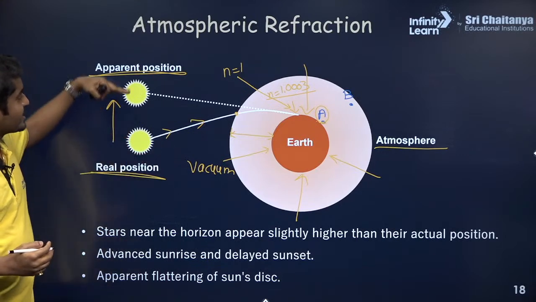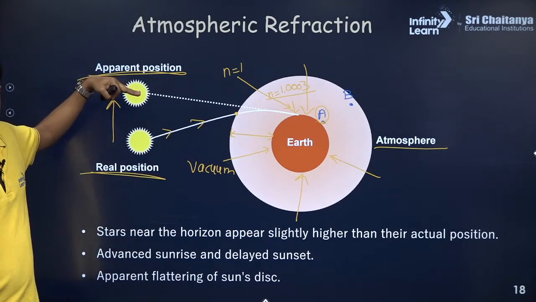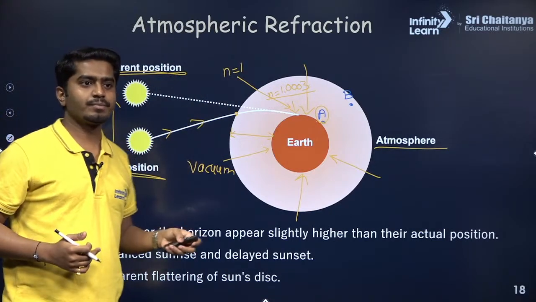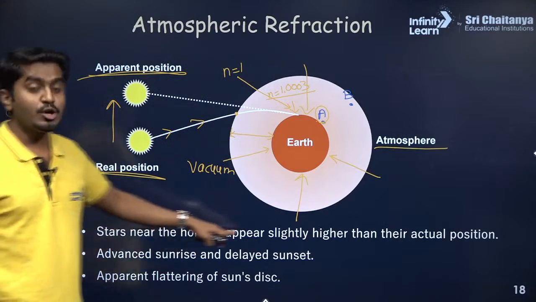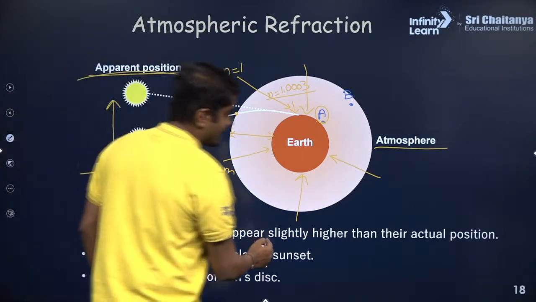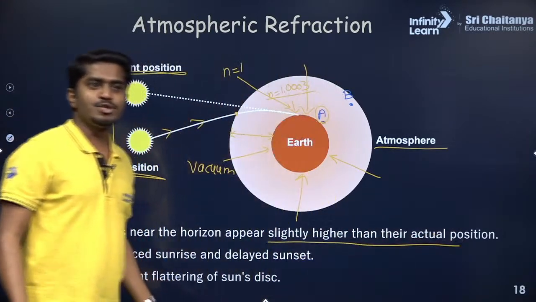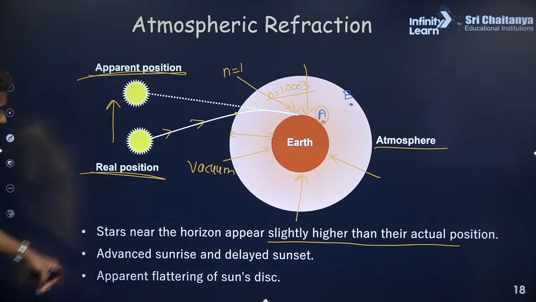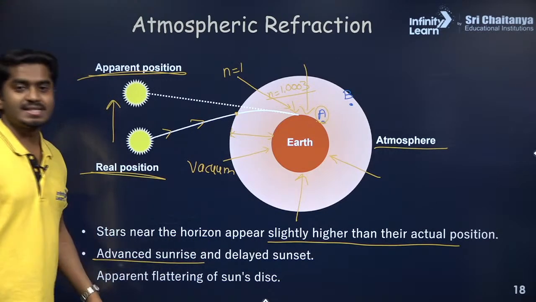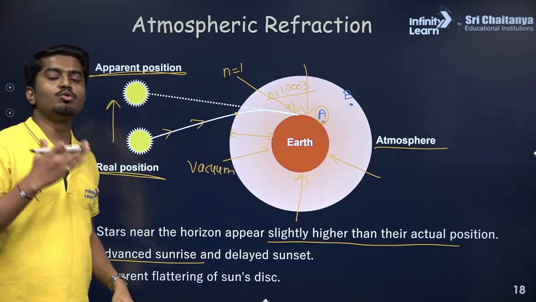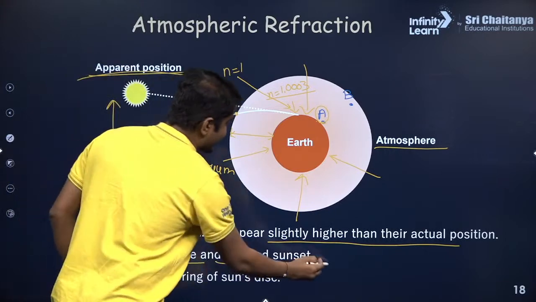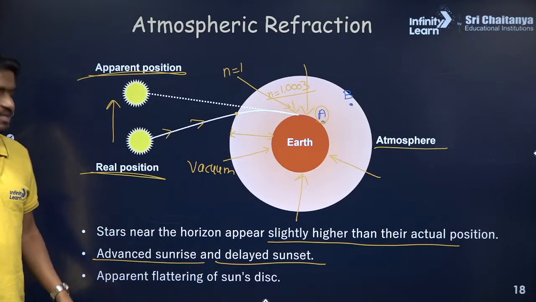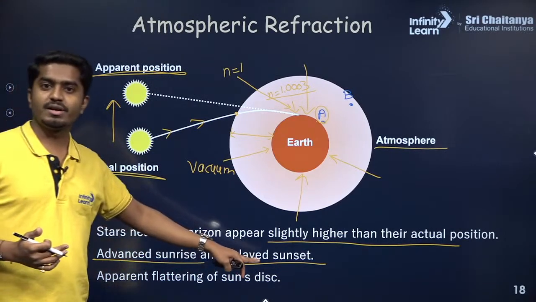So all of them will be shifted a little bit upwards, correct? This is called atmospheric refraction. Stars near the horizon appear slightly higher than their actual position. These things happen due to atmospheric refraction. The second one is advanced sunrise. Sunrise happens 2 minutes early and sunset is delayed by 2 minutes, correct, due to atmospheric refraction.